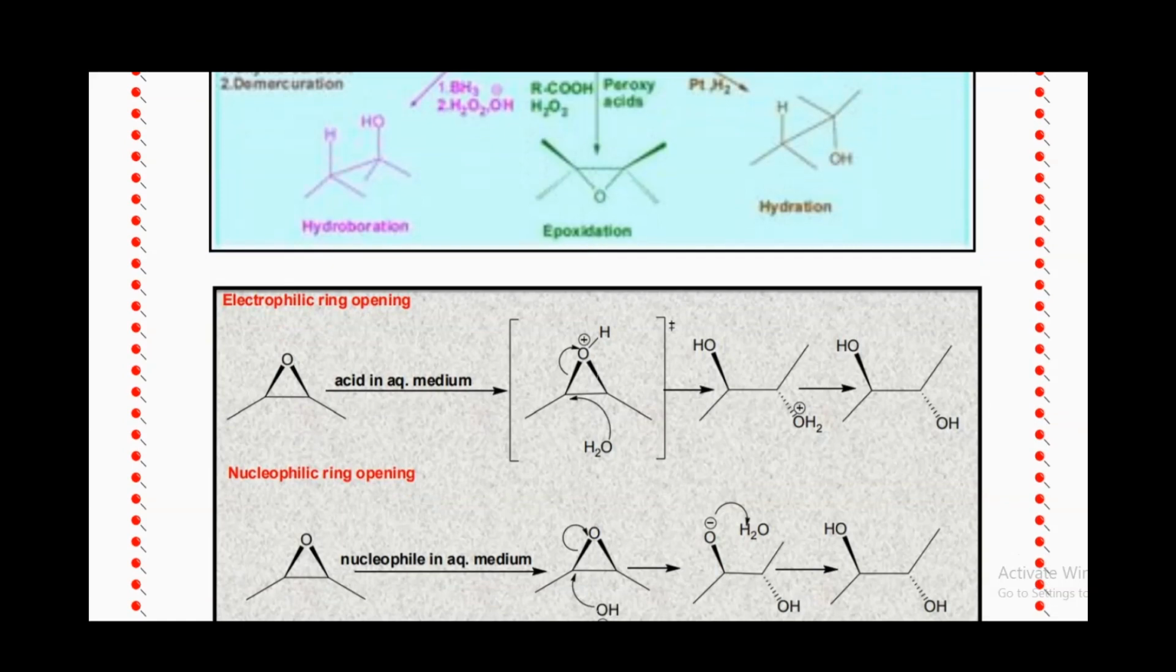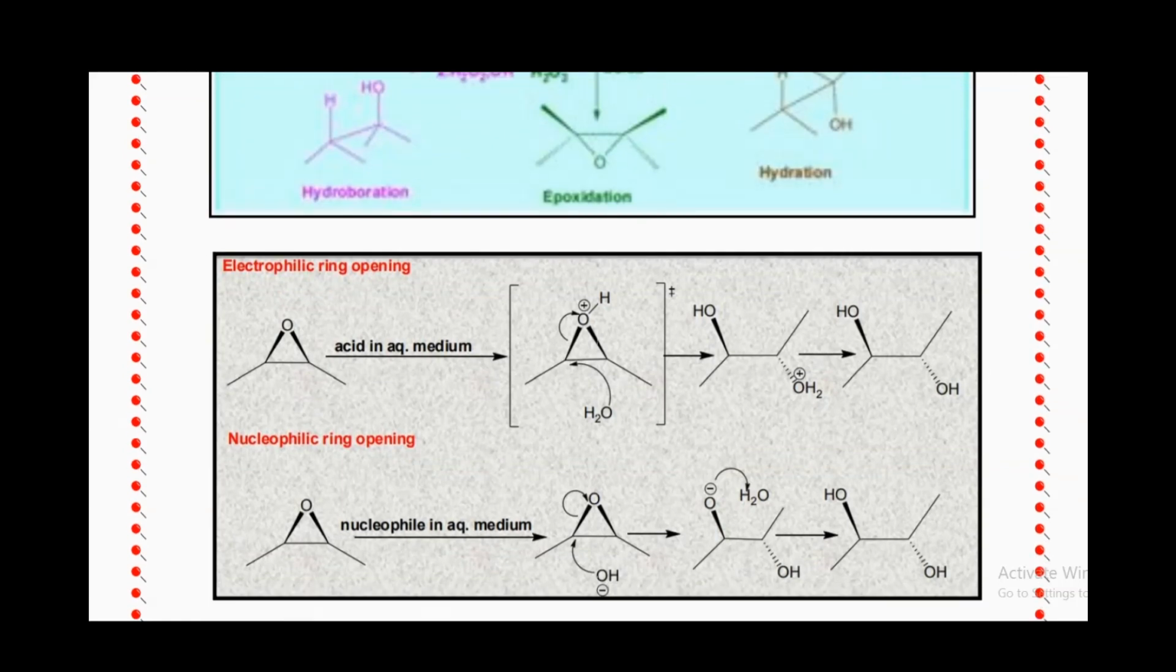Now this is the last example, which is showing the electrophilic ring opening reaction. Here this is an epoxide, and with the epoxide the water addition takes place and this is the anti. And in case of the nucleophile in the aqueous medium, you are having the addition of OH minus. It is opened up and you are having the formation of trans diol.